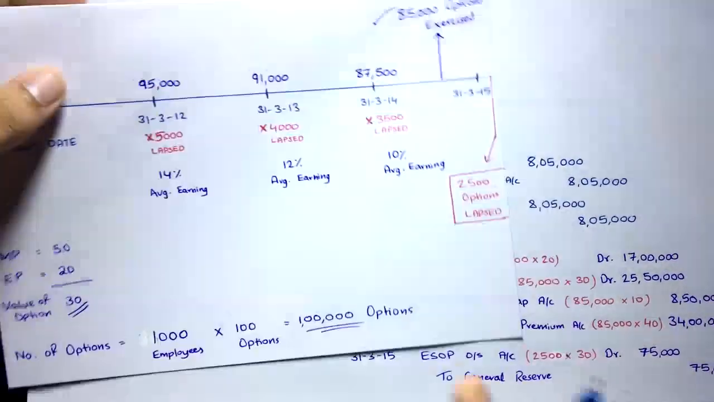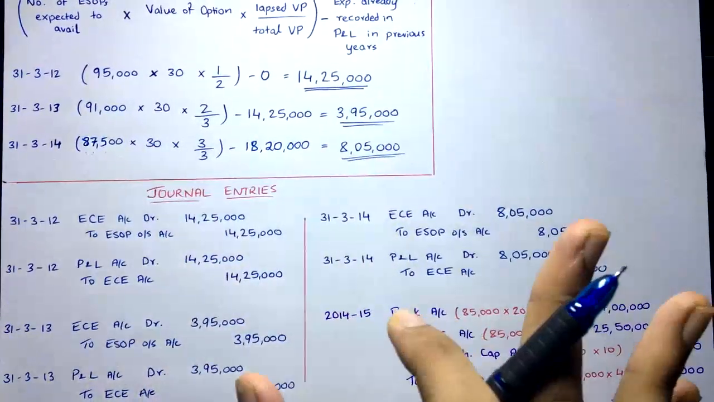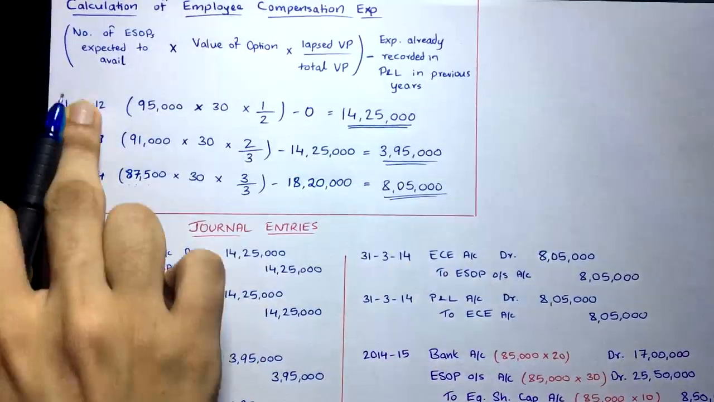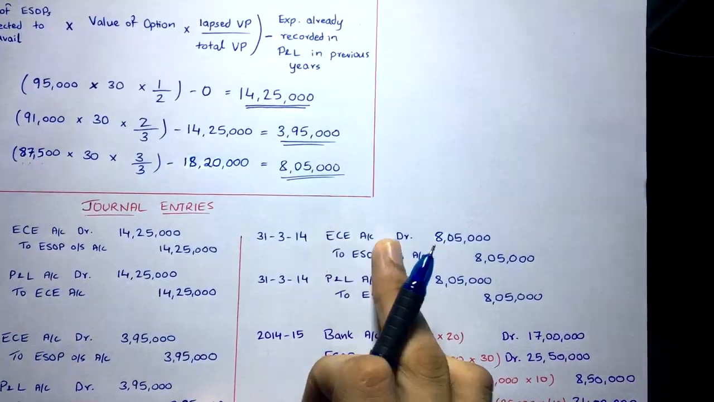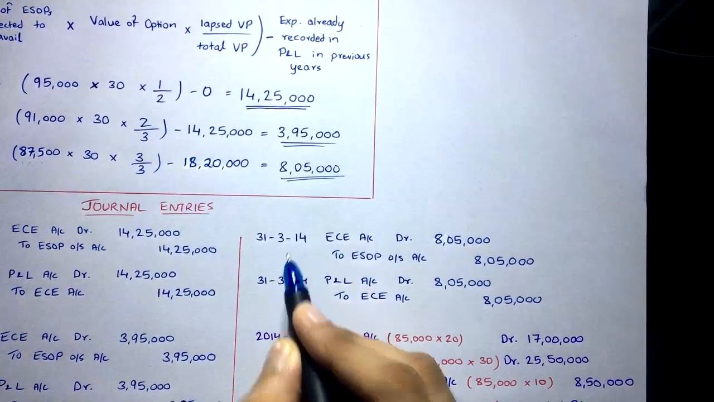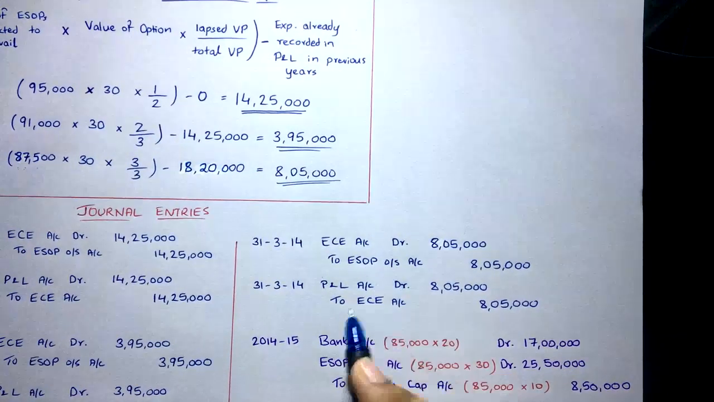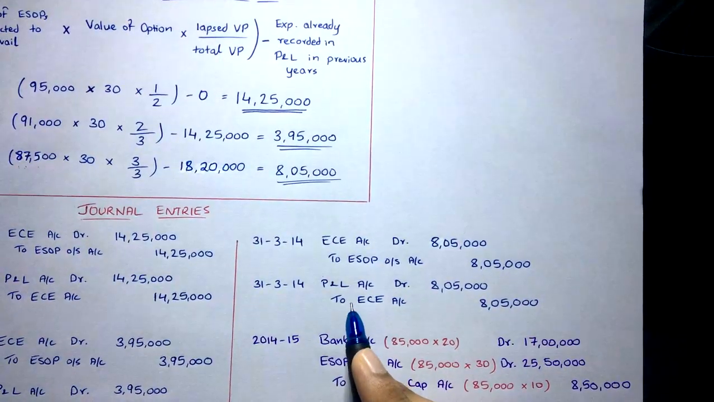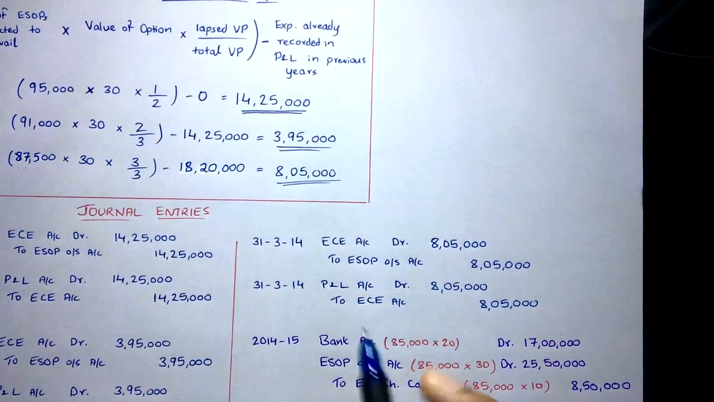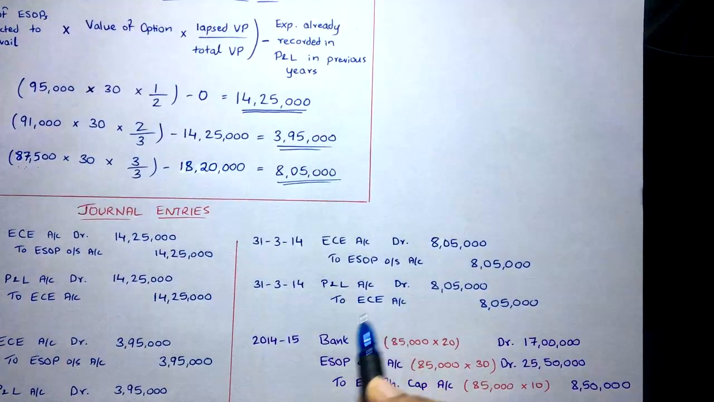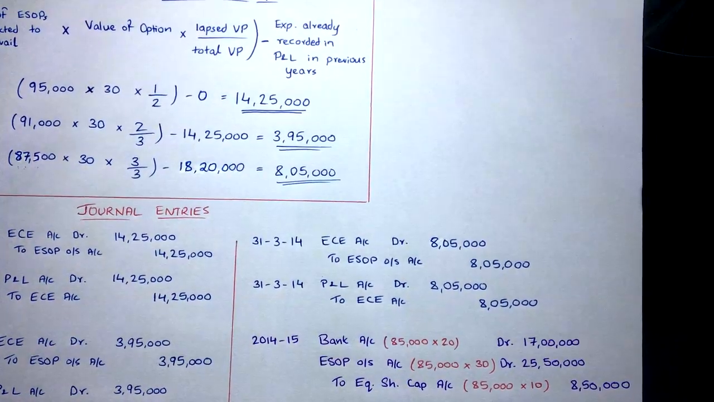And then the same at the end of the third year. According to the calculation you have done for 3 years, so three times you have to do that. Employee compensation expense account debit, this is 31st/3/2014, 8,05,000. You do that and then transfer it to profit and loss since it's a nominal account. You always have to transfer the nominal accounts to profit and loss because you have to close them at the end of every year. So profit and loss account debit to employee compensation expense account 8,05,000. Simple as that.